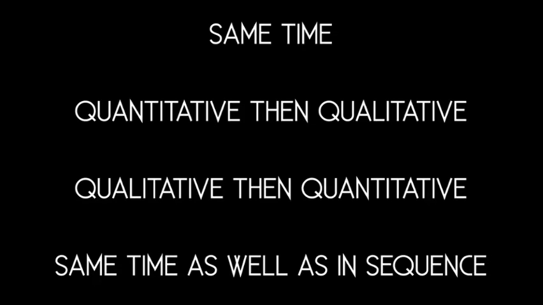Next, you must consider the sequence. There are multiple ways to collect data. The first way would be to collect quantitative and qualitative data at the same time. Another alternative would be to collect quantitative data first, then collect qualitative data. Thirdly, you could collect qualitative data, then quantitative. Lastly, a more advanced option would be to collect quantitative and qualitative data at the same time, as well as in sequence.